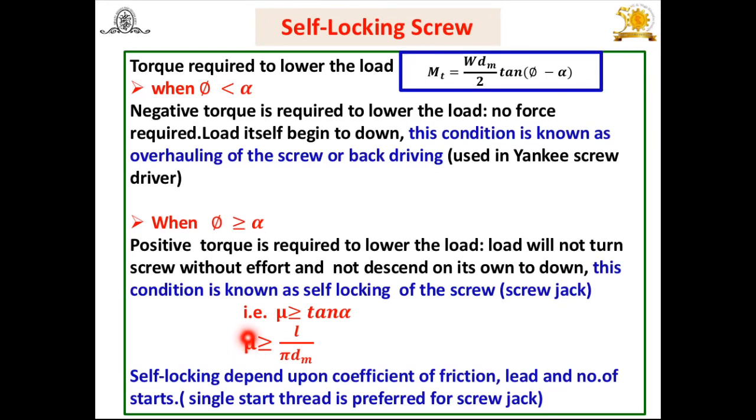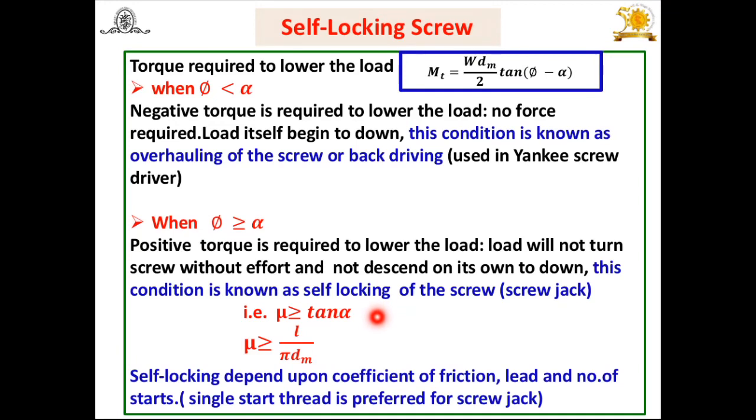Then the second one: lead. In this case mu is related to L, where L is the lead. When the lead becomes large, the screw is also going to lose its self-locking property. It should be small. And L becomes large when you use a multi-start thread. In a multi-start thread, in a single revolution you get the maximum axial movement. That means to have self-locking, use single-start threads. If you use a multi-start thread, you get a higher value of L, and if it becomes large, the screw is going to lose its self-locking property.